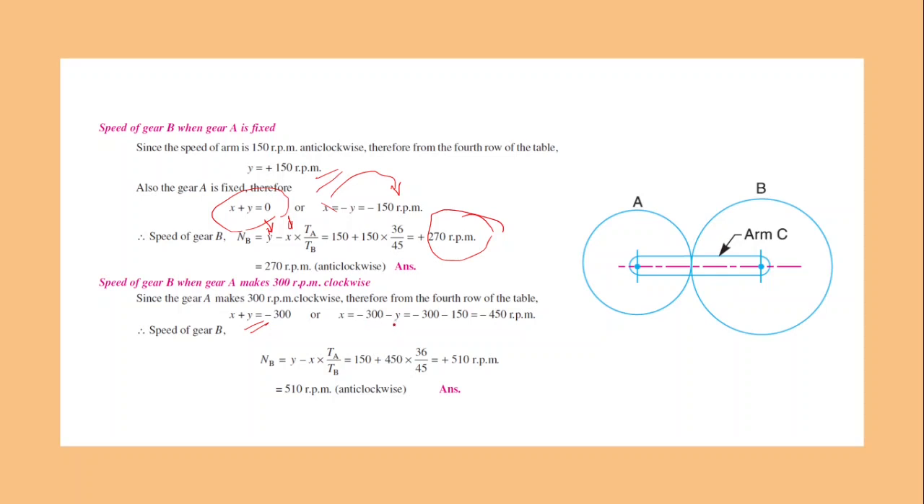Here we know that Y is equal to plus 150. Then the value of X is equal to minus 300 minus 150, that's equal to minus 450 RPM. Then we can substitute that value in this equation. We can find NB as 510 RPM, that's equal to 510 RPM in the anti-clockwise direction. This is the tabular method.